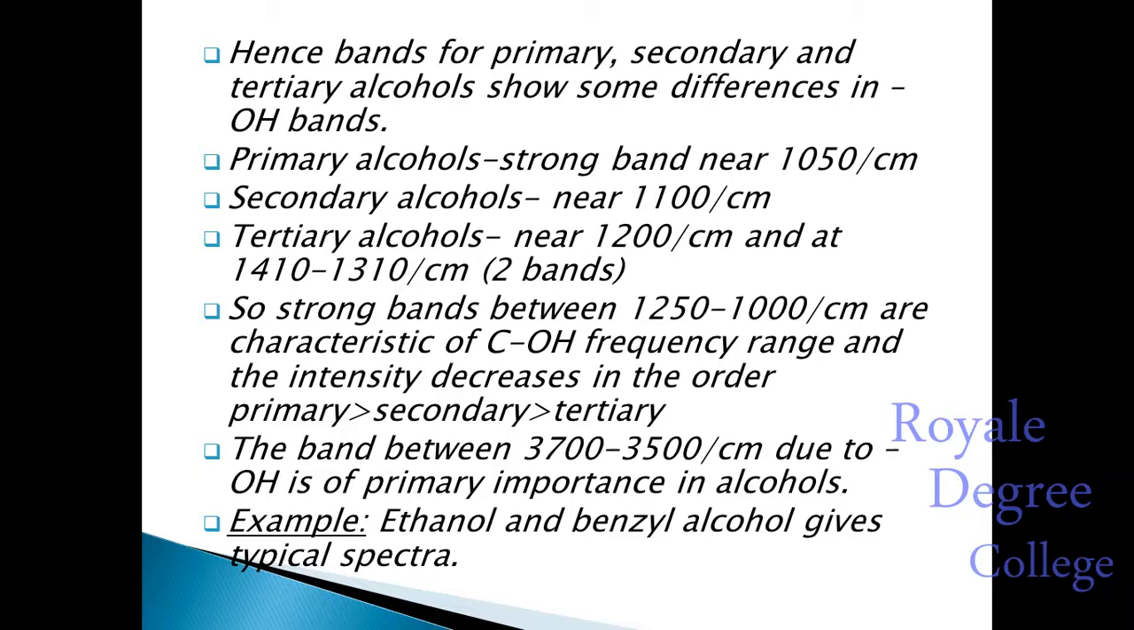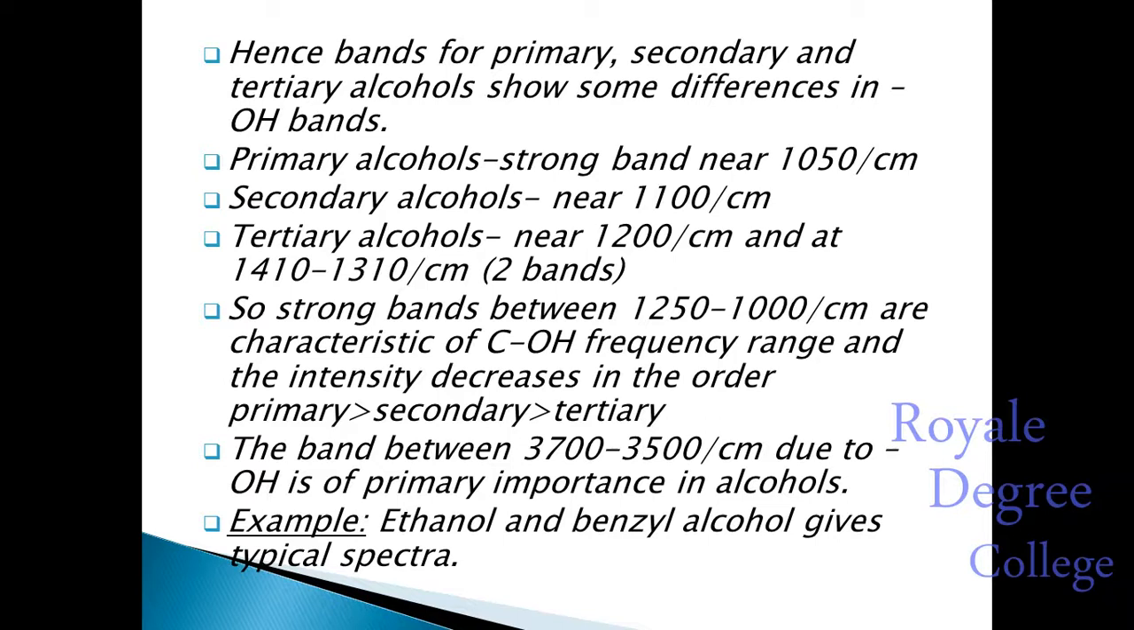Primary alcohols, strong band near 1050 per centimeter. For secondary alcohols, near 1100 per centimeter. Tertiary alcohols, near 1200 per centimeter, and at 1410 to 1310 per centimeter. Two bands you can see here. So strong bands between 1250 to 1000 per centimeter are characteristic of C-OH frequency range, and the intensity decreases in the order primary, secondary, tertiary. It means that tertiary is showing the least intensity and the primary showing the most intensity.